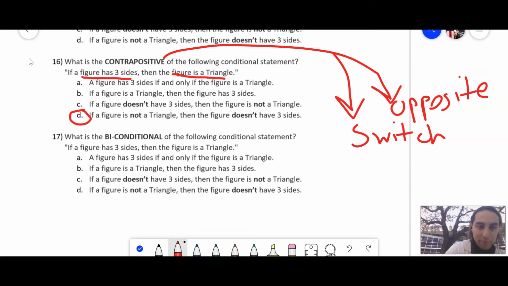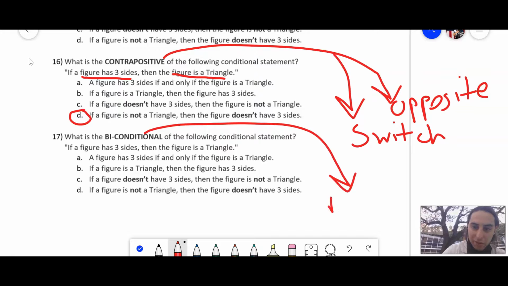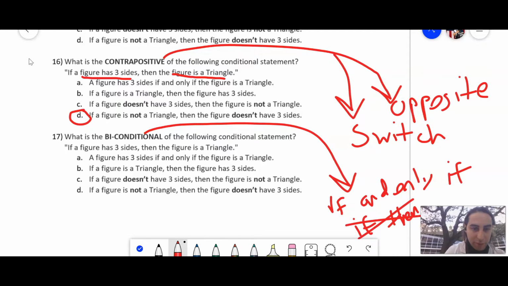Okay. Now, last but not least, biconditional has to use this fancy phrase in the middle, if and only if. And remember, there's no if at the beginning and no then in the middle. So, which one uses if and only if in the middle? Boom, that's my biconditional statement.